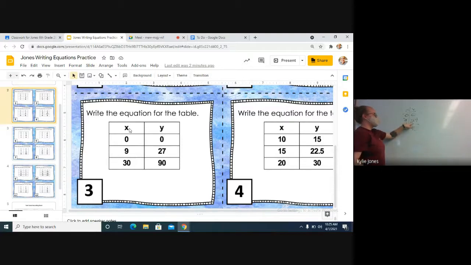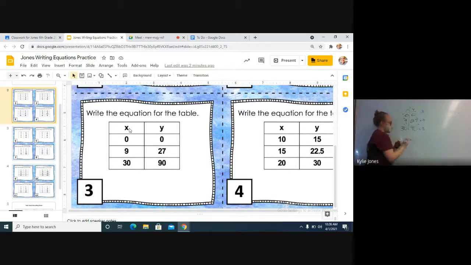9 times what gives you 27? 3. So it looks like we might be multiplying by 3. What about this? 30 times 3, does that give you 90? Yeah. It does. And 0 times 3, is that 0? Yeah. So what's our rule here? Times 3. So you guys put that all together.